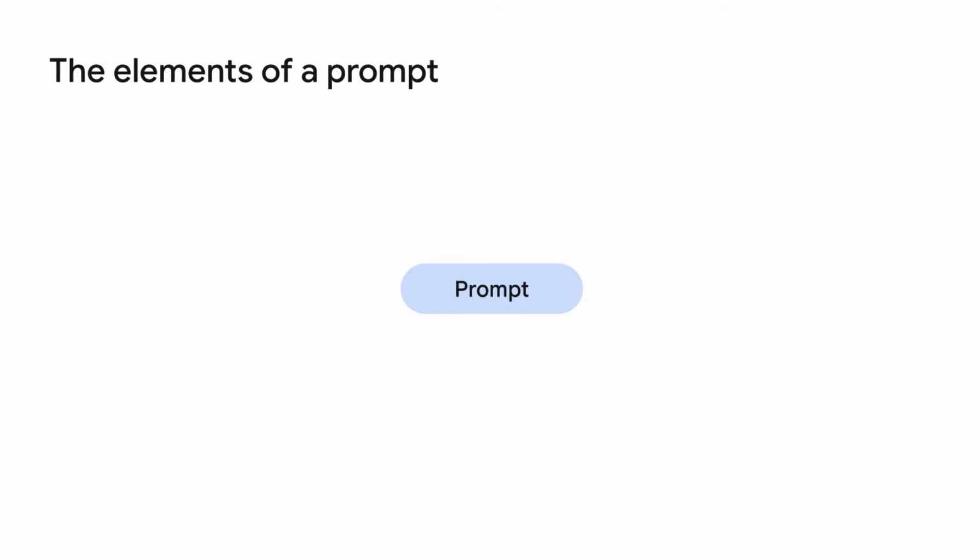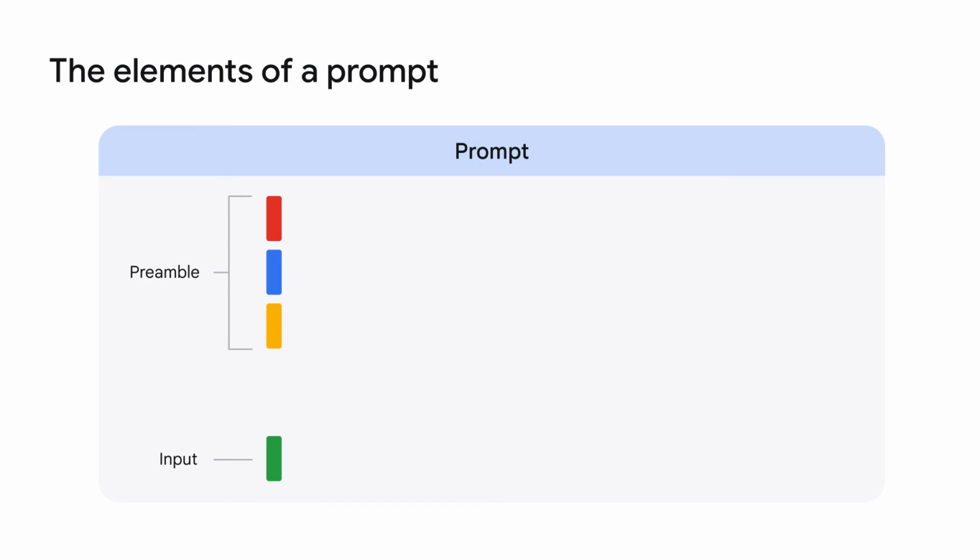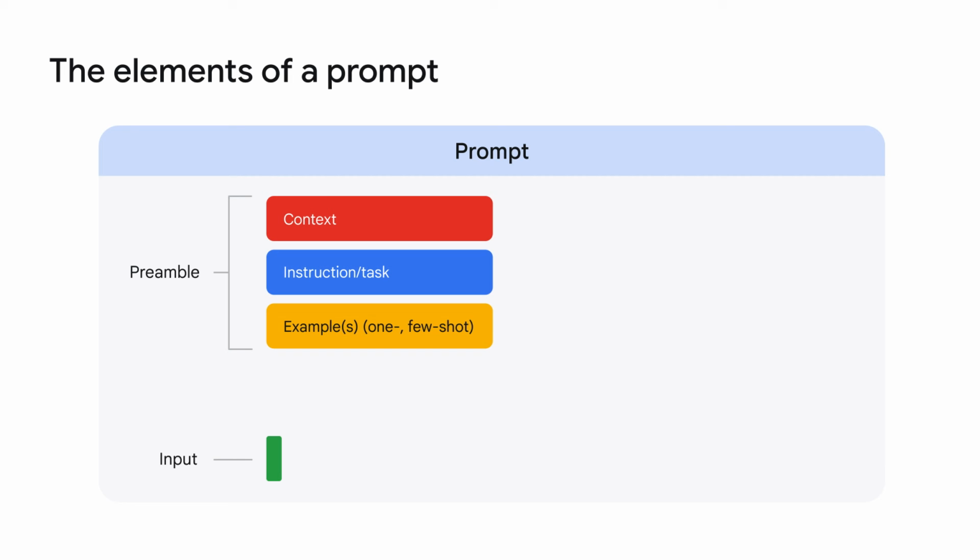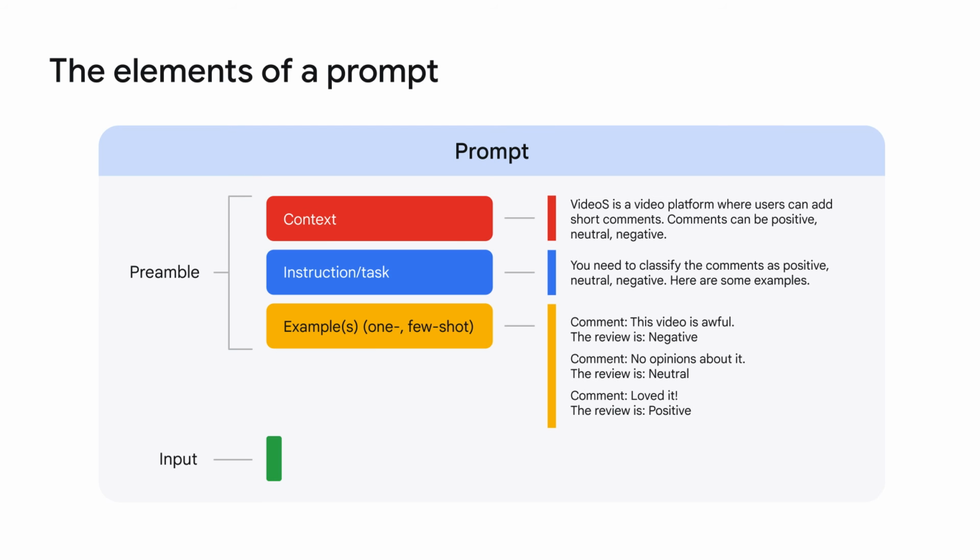Now that you've seen the types of prompts you can create, let's explore the 2 elements of a prompt, the preamble and the input. The preamble refers to the introductory text you provide to give the model context and instructions before your main question or request. Think of it as setting the stage for the LLM to better understand what you want. It can include the context for the task itself, and some examples to guide the model.